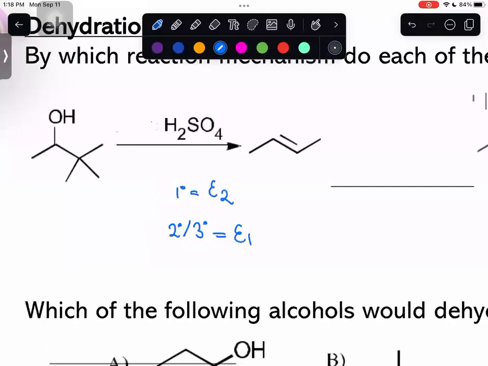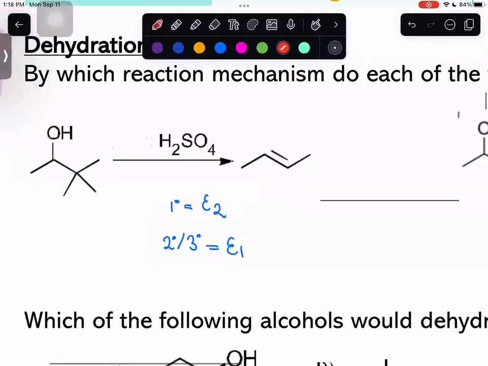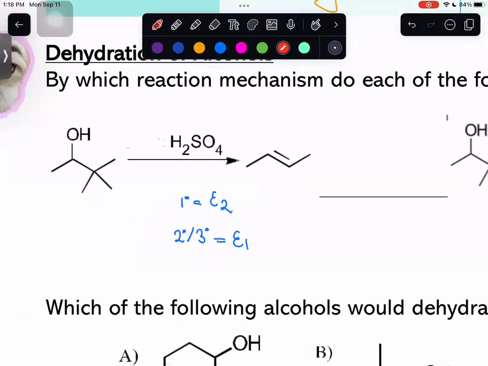Okay, so in this case, we know that we are gonna have to protonate that alcohol group eventually, right? One of the very first steps. Why do we have to do that?